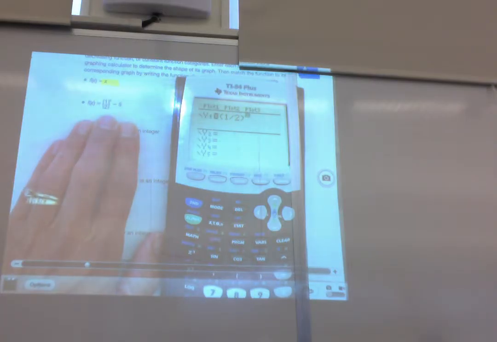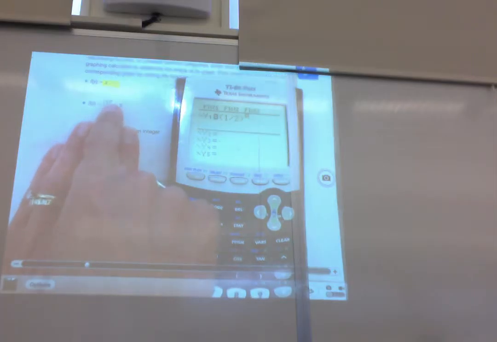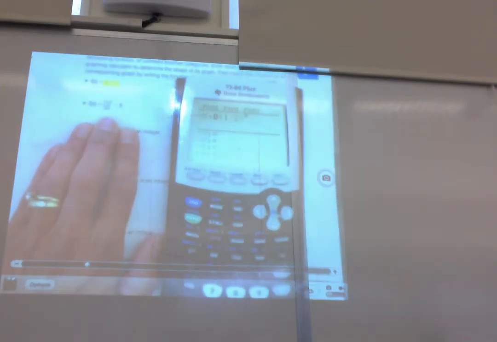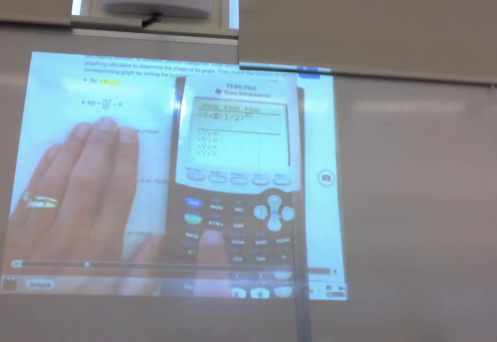Yes? Okay, now, what we need up in that exponent right now is an x, and that's our variable button, this X,T,theta,n. Push the variable button. Okay, it's right here next to the alpha or green button on my black calculator. I'm not sure what it is on the gray.